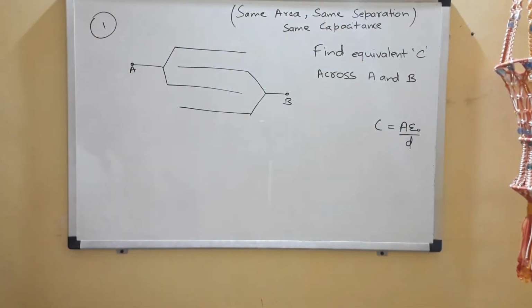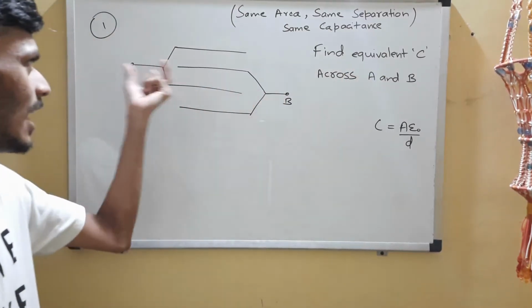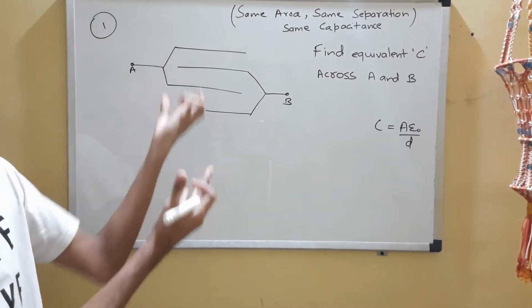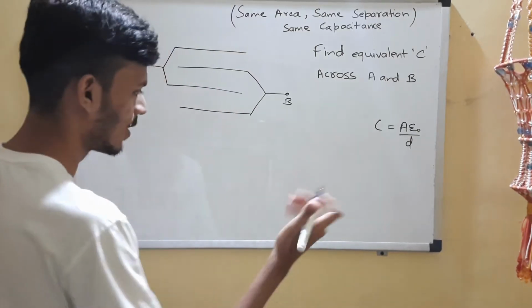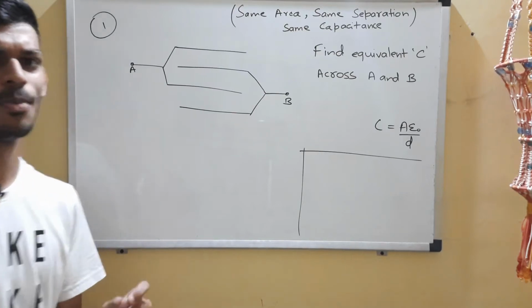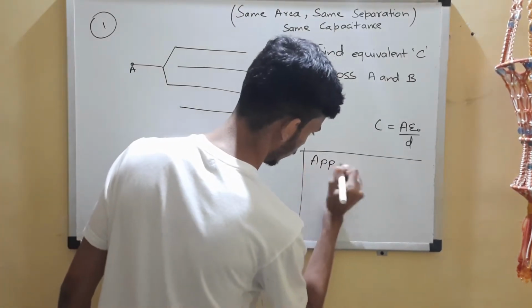Okay, so let's come to the question. Here we are supposed to find the equivalent capacitance across A and B. Now what's the approach? How to solve this? How do we know which capacitors are in series and which are in parallel? Let's look into that. The approach is very simple. You are just supposed to follow these 3 steps. So here is the approach.